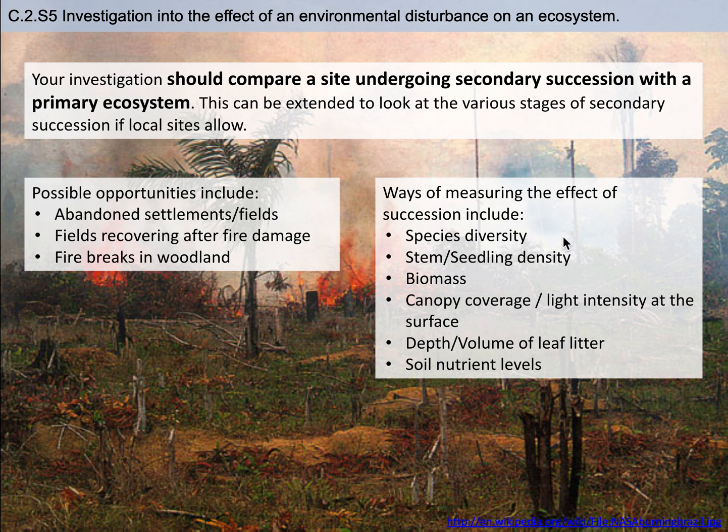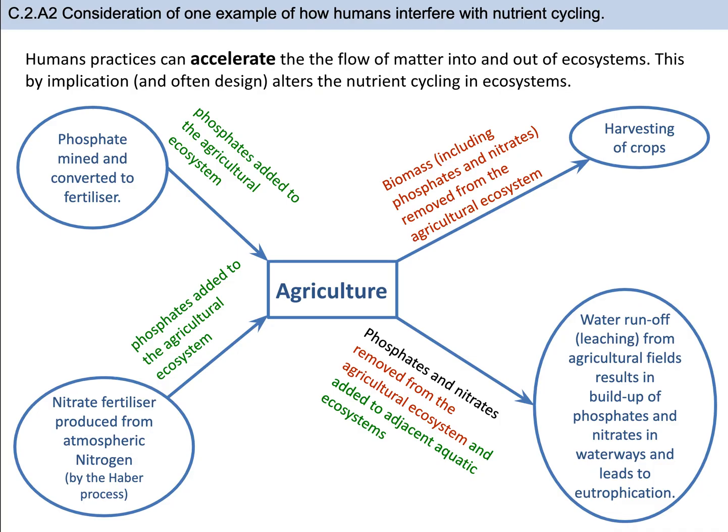And what you could measure is species diversity, stem seedling densities, the biomass in an area, the canopy coverage, so like the light intensity at the surface, depth and volume of leaf litter, and you could test soil nutrient levels changing over time. And that can help you see an area going through succession. So that could be, if you're someone who wants to get outside and do more of an outdoor lab investigation, that's something you can do next year.